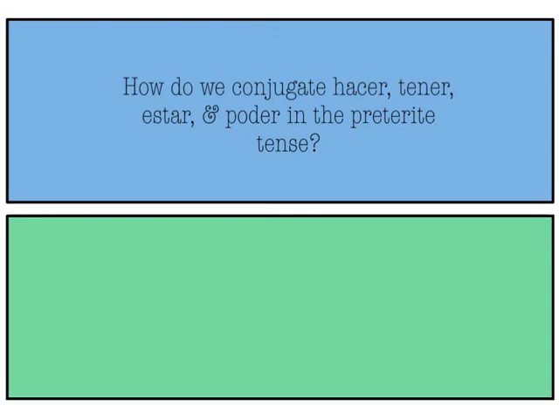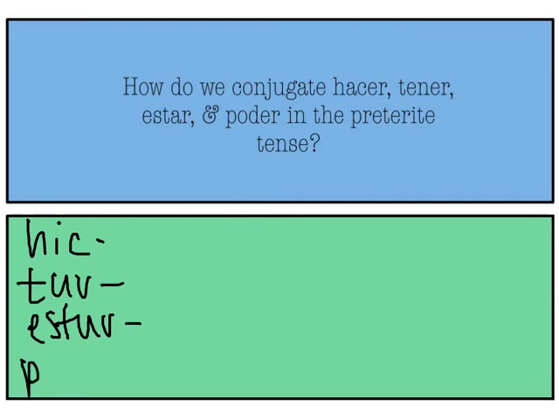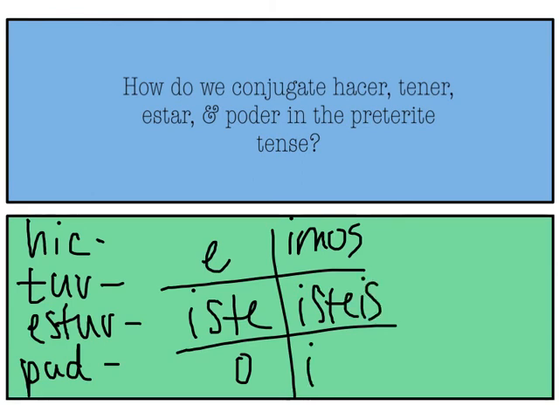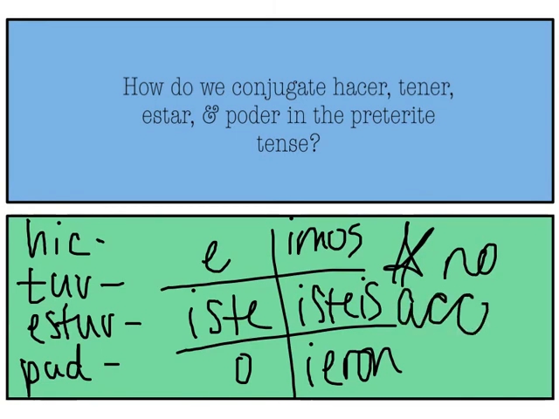Our big question of the day was, how do we conjugate hacer, tener, estar, and poder in the preterite tense? The biggest thing that you need to know is the stems and then the endings. So remember, we have hic, tuv, estuv, and pud. And then make sure that you know your endings as well. E, iste, o, imos, isteis, and ieron. Please make a mark for yourself that there are no accents on any irregular verbs in Spanish.